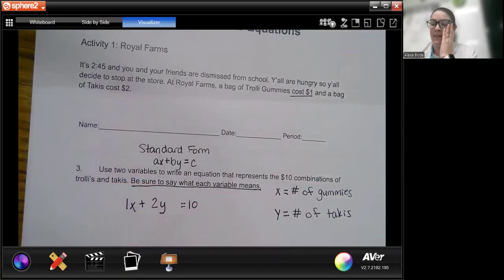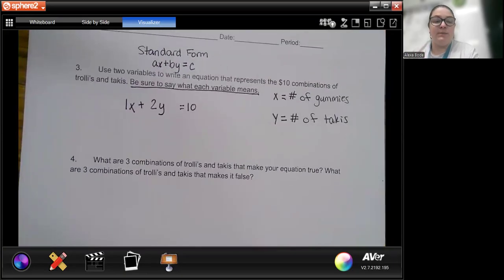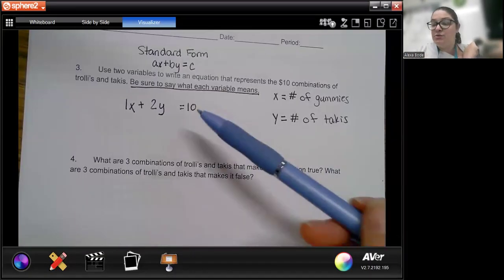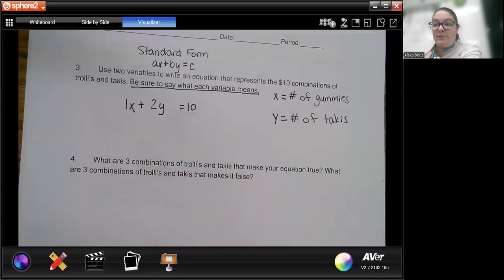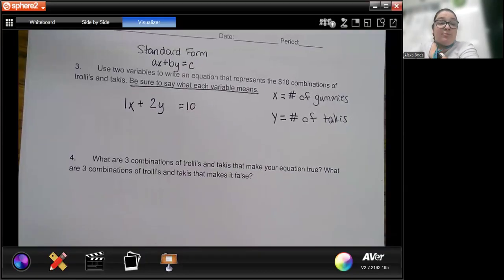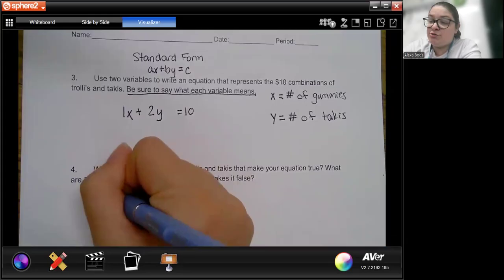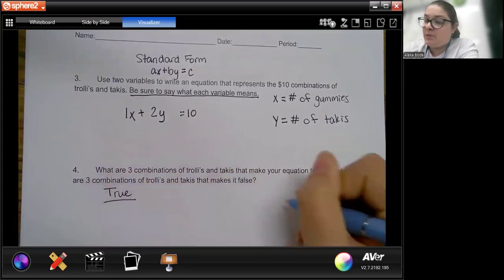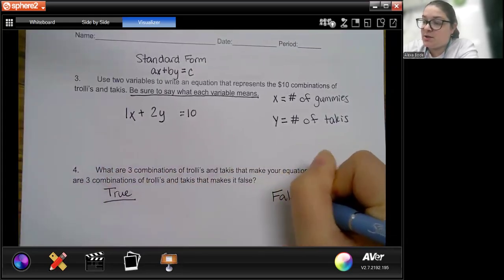This is my total. Okay, so number 4, what are 3 combinations of gummies and Takis that make your equation true? What are 3 combinations of gummies and Takis that make it false? So the ones that make it true is what we had in the beginning. And I'm going to show you how to use this equation to figure that out, or to prove it. So we're going to do our true ones on this side and our false combinations on this side.